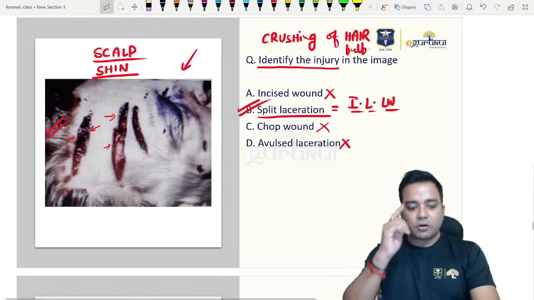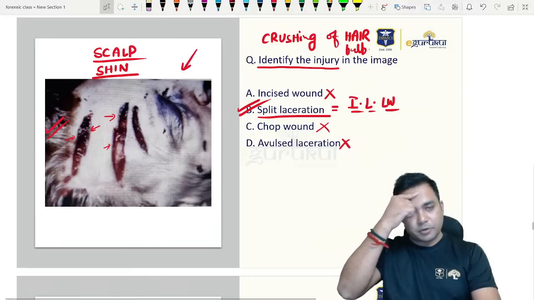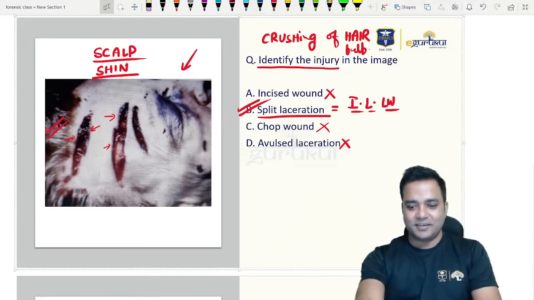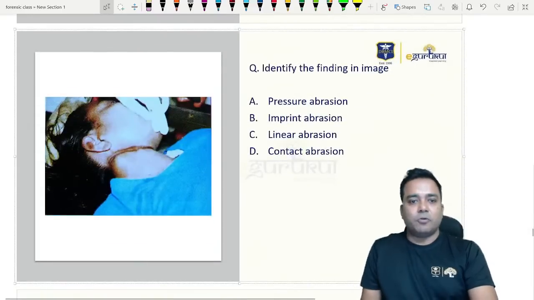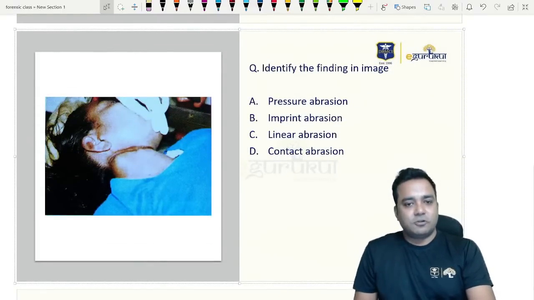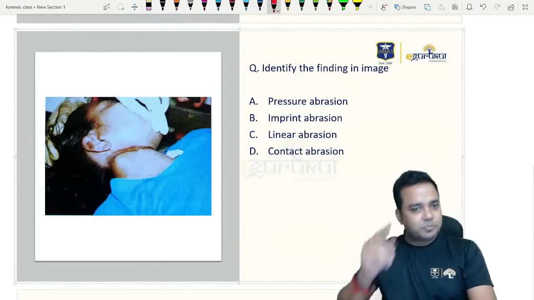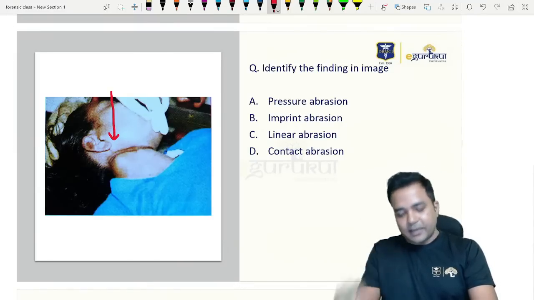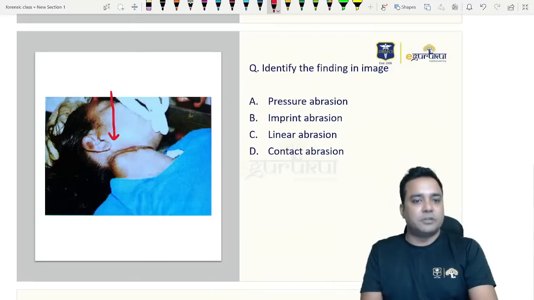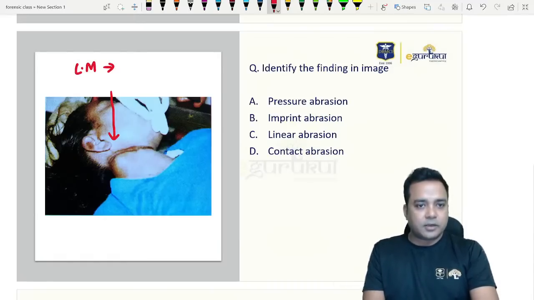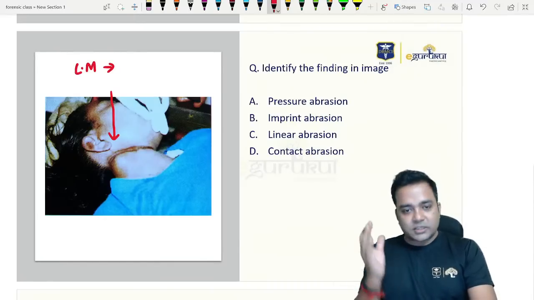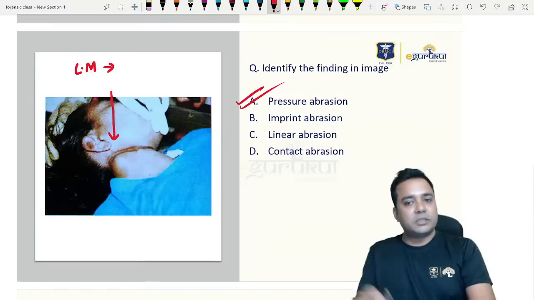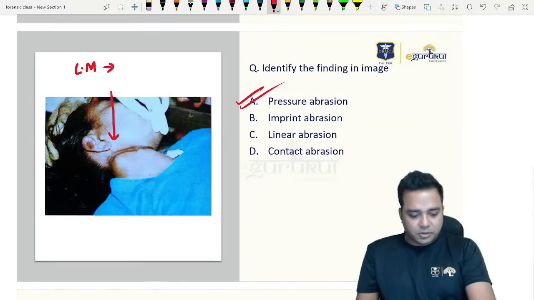I think the area shown in the actual exam image was this area: vertex area, midline forehead. Now identify the finding in the image. This also we covered in our classes. All the types of abrasion, and we know the ligature mark, whether it is a case of hanging or ligature strangulation. Ligature mark is which type of abrasion? Due to sustained pressure for a long duration, pressure abrasions occur. The best answer goes with pressure abrasion. This is also a simple question.